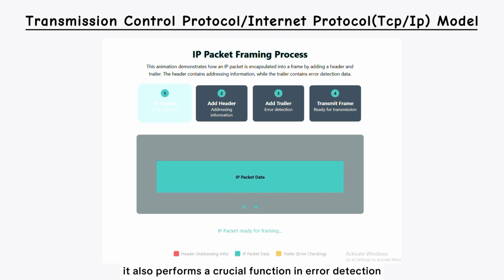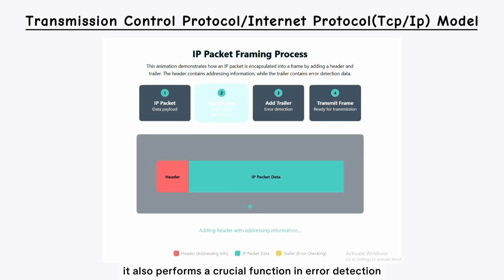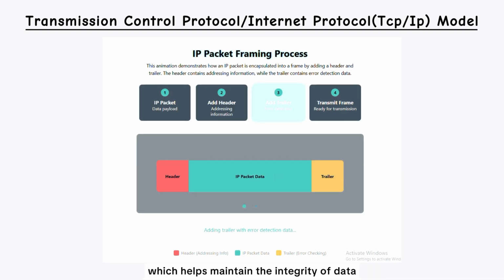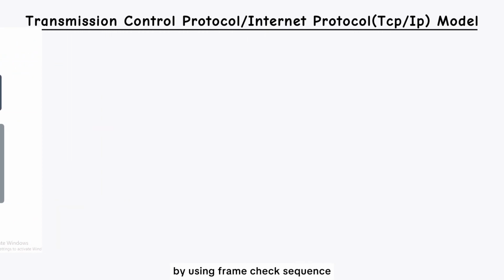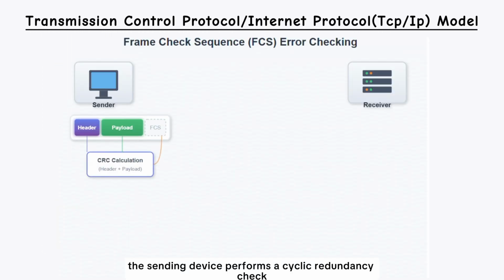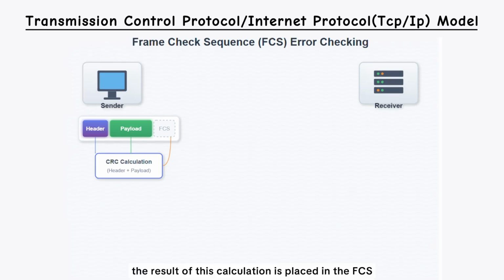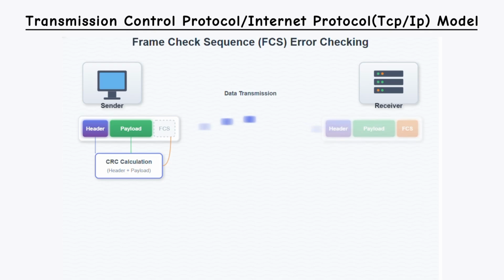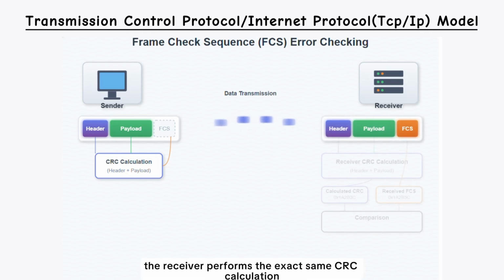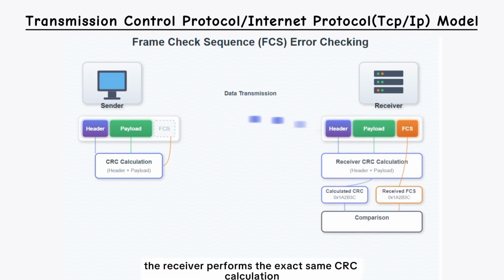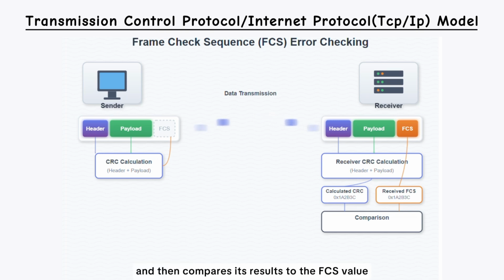area network. It also performs a crucial function in error detection, which helps maintain the integrity of data by using the frame check sequence. Before transmission, the sending device performs a cyclic redundancy check calculation on the entire frame, which is the header and the payload together. The result of this calculation is placed in the FCS field and appended to the trailer of the frame. On the receiving end, the receiver performs the exact same CRC calculation on the received frame and then compares its results to the FCS value sent in the frame.